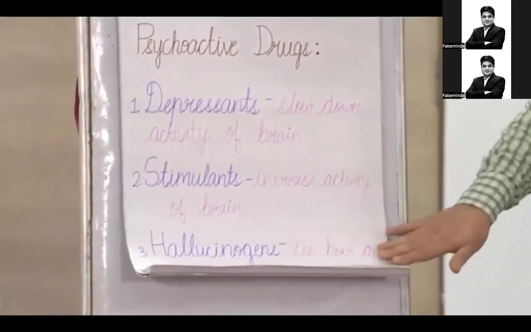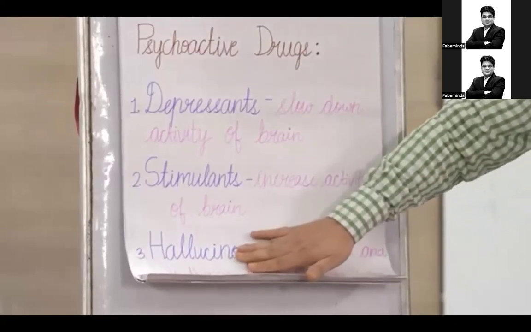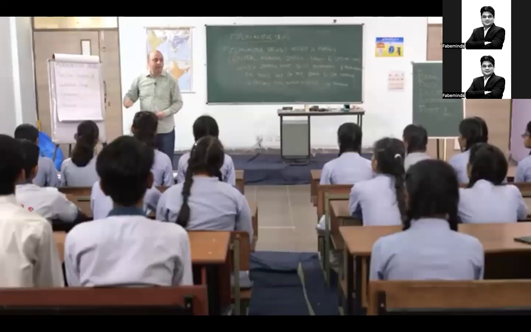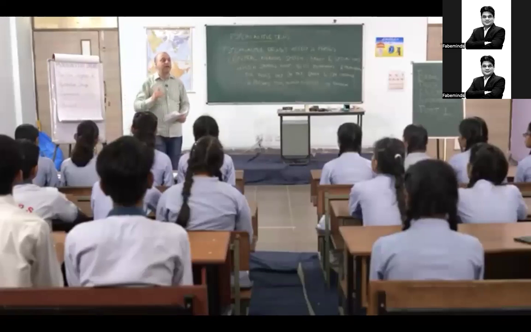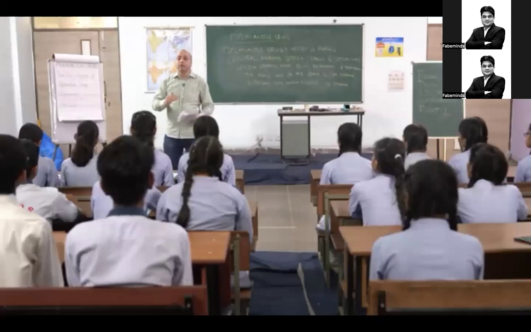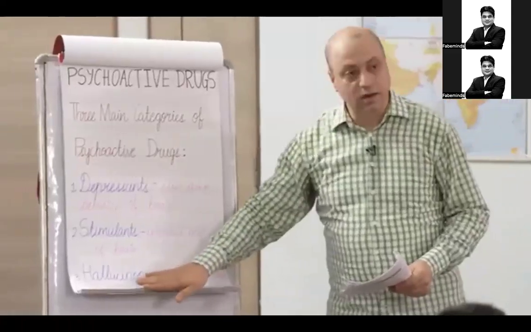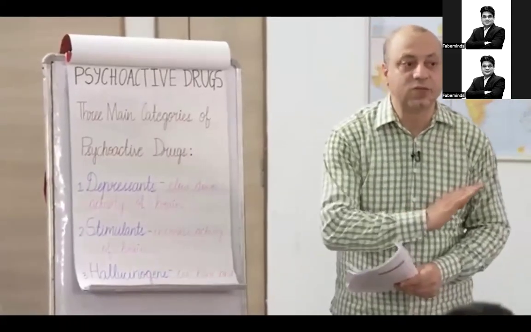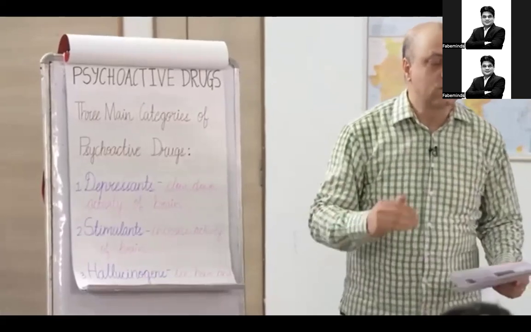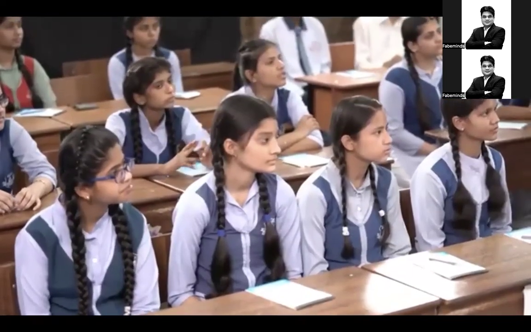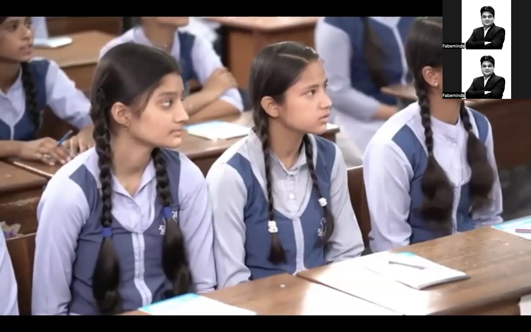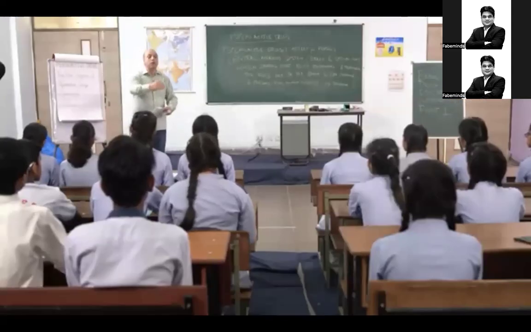Hallucinogens. What they do is they make us get into an imaginative situation where we start seeing, hearing, and smelling things which actually do not exist. So it is taking us to a different world which actually does not exist. That's why we call them hallucinogens. These are the three main categories of psychoactive drugs. We'll get into more detail.